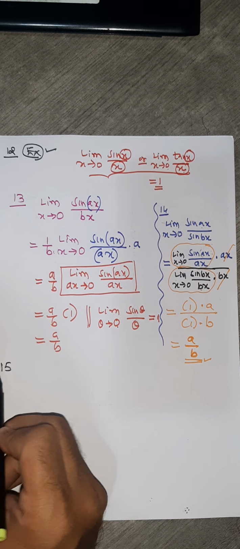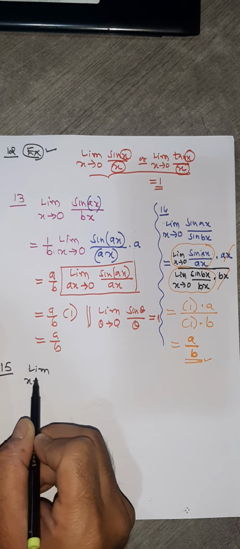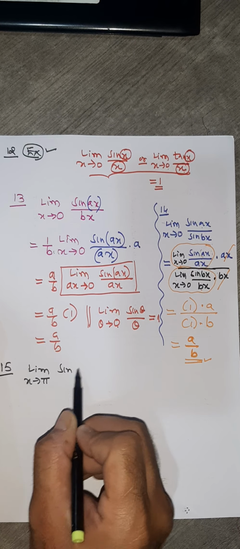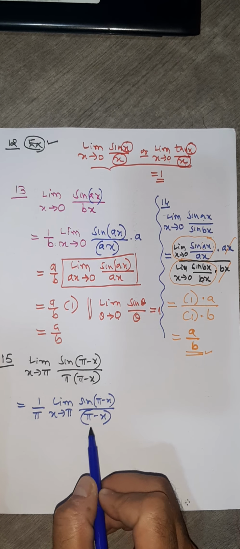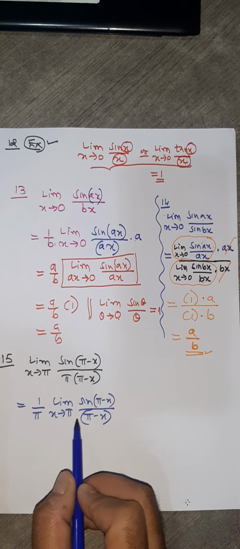The 15th number, you have limit x tends to pi, sine pi minus x. So here the angle is pi minus x, upon pi into pi minus x. Now this is constant, and you know one of the working rules: constant always you can take outside. So what I'll do, I'll take 1 by pi outside. That's not important for us. You know this. This is that second working rule. You can take constant outside. Now this is sine pi minus x upon pi minus x. So angles are same. See? Sine theta upon theta. And theta should tend to 0.